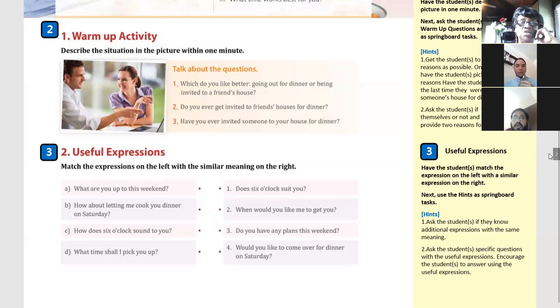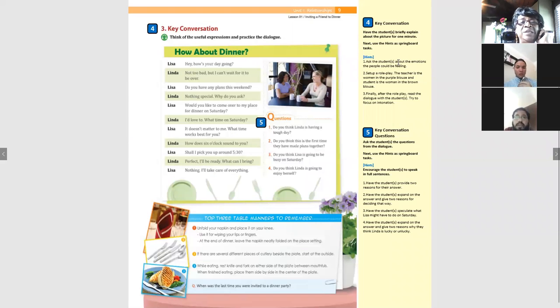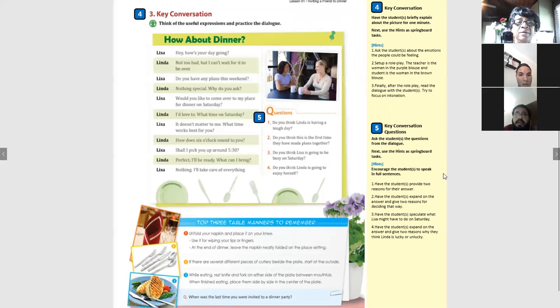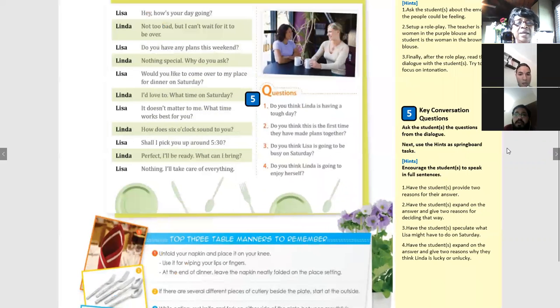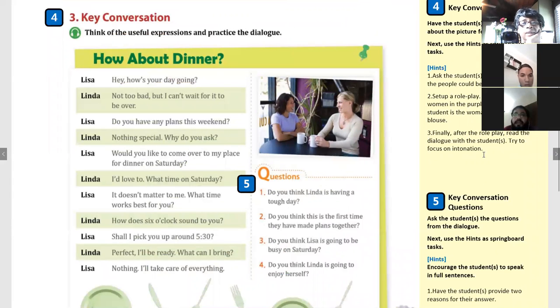With the next page. So here we have a dialogue on this page. I'd like for Always, if you'll read as Lisa, Haas, if you'll read as Linda. Can you make the screen bigger, please? Let me see if I can without losing my place. Okay, is that better? That's great. You are talking about key conversation number 4, how about dinner.